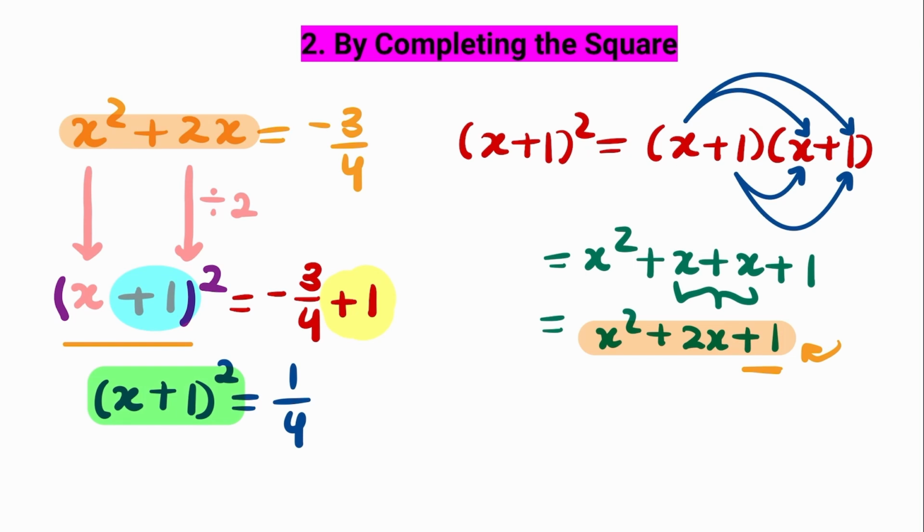So in order to balance that equation again, we have to add that added plus 1 to the other side of the equation, just like this. That is the reason why I added the square of this term right here to the other side of the equation.